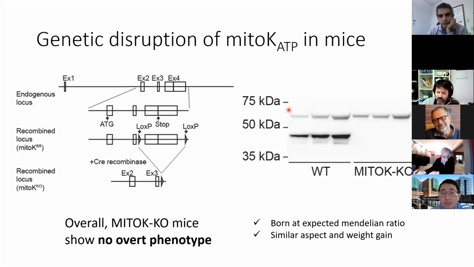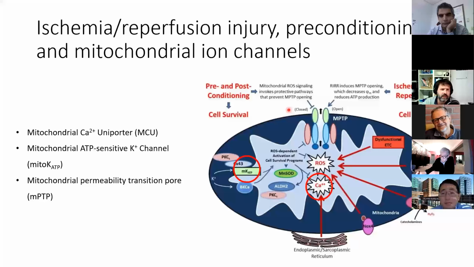In any case, as I told you at the beginning of my talk, there is several evidence that MITOK ATP, as other mitochondrial ion channels, plays a critical role in ischemia reperfusion injury. Indeed, several ion channels, for instance, the mitochondrial calcium uniporter or the mitochondrial permeability transition pore, have been clearly demonstrated to be important in mediating the reperfusion injury. And there are pharmacological evidence that also MITOK ATP is involved in this process.